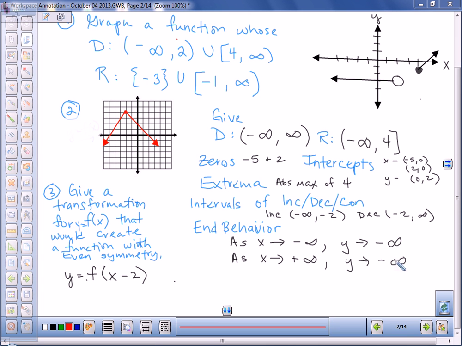The end behavior, as x approaches negative infinity, y also approaches negative infinity, and as x approaches positive infinity, y approaches negative infinity. And to create a function with even symmetry, we would need to shift it over to the right 2 units. So we remember we do the opposite when it affects the x. So instead of positive 2, we're going to do a negative 2 here. So take a moment, correct any of these that you need to correct, and as soon as everyone has corrected, you can unpause the video and press play again. The next thing we'll do is go over the homework.